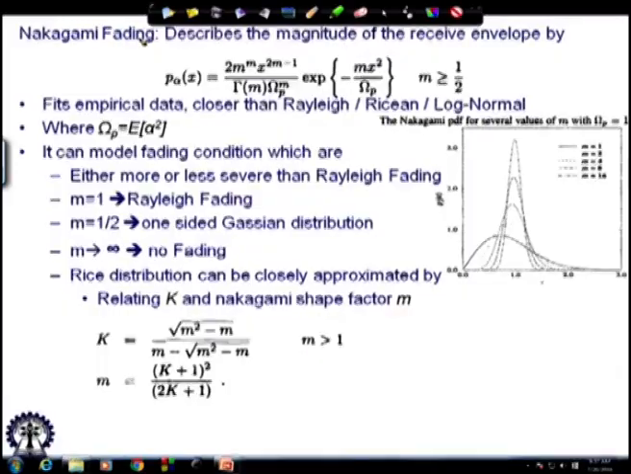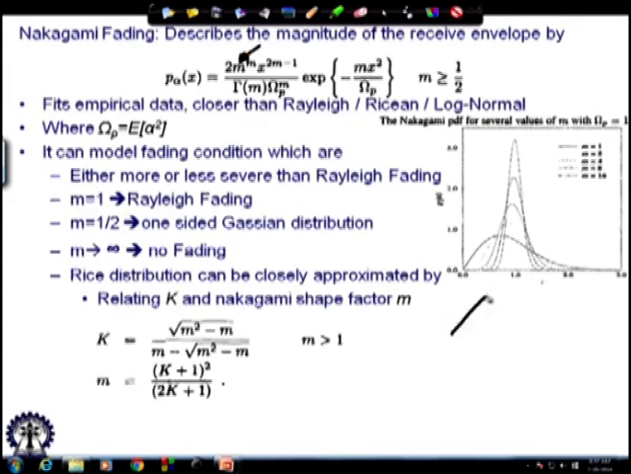Whereas, if we look at this particular expression, this could lead to closed form expressions if we use this for calculation of, let us say, bit error rate expressions, and using one result we could choose different values of m, and that would give us the performance for the Rayleigh case or the appropriate Rician case or even the no fading case.